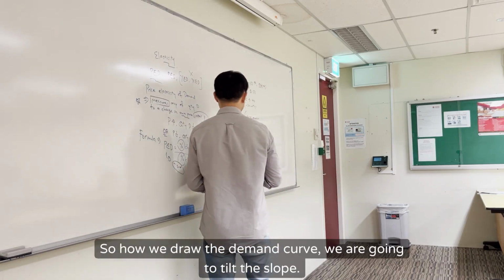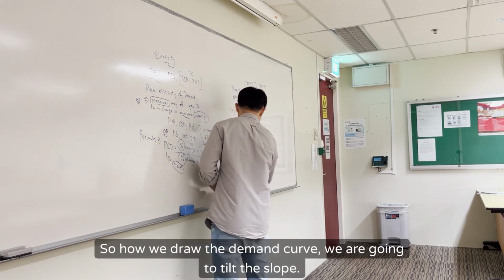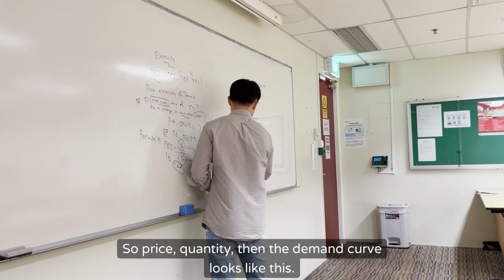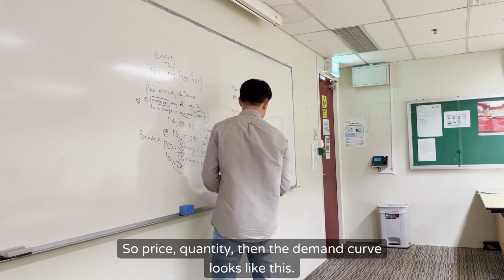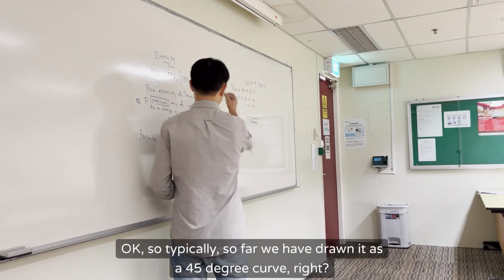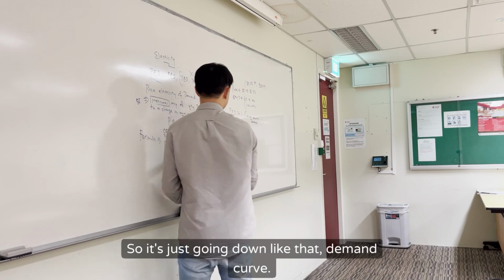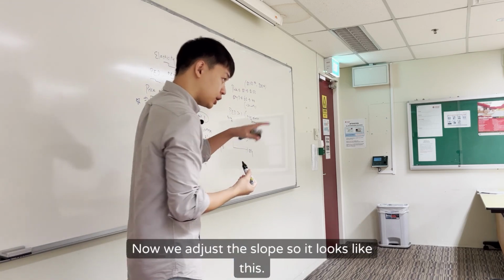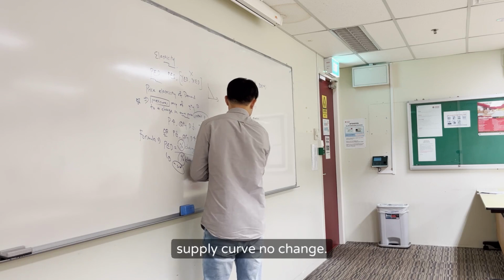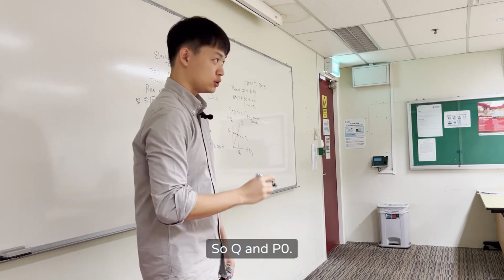So how we draw the demand curve: we are going to tilt the slope. Price, quantity, then the demand curve looks like this. So far, we have drawn it as a 45-degree curve, just going down like that. Now we adjust the slope, so it looks like this. Supply curve, no change. Okay so far?